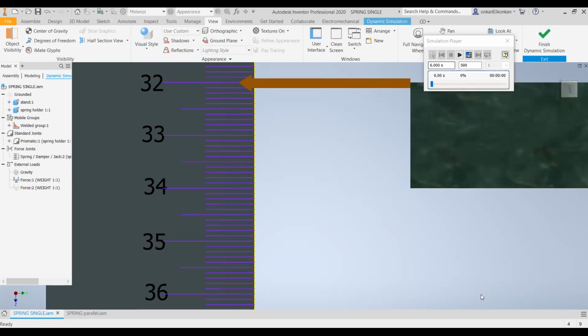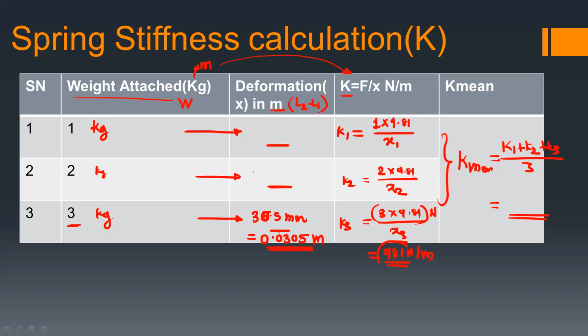So the second reading, this is 20 mm. So it is 0.02 meter. Put this value here and get the value of K2. So your K2 will be 981. Okay. And similarly, you can have the value when we are selecting the 1 kg as the weight.